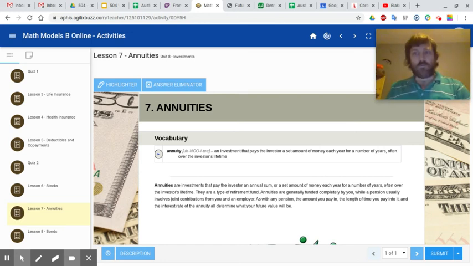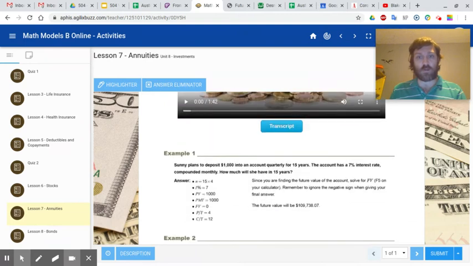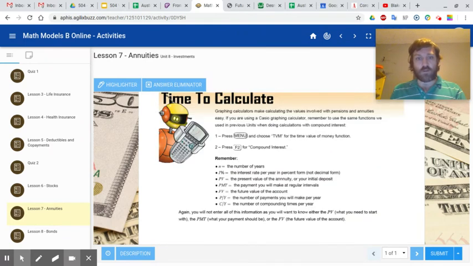All right, this is a video for Math Models Unit 8, Lesson 7, Annuities. An annuity is a type of investment, usually for retirement, where you invest money every month or every quarter or every year, and it gains interest, but you can't take any of the money out of the account until you are in retirement.